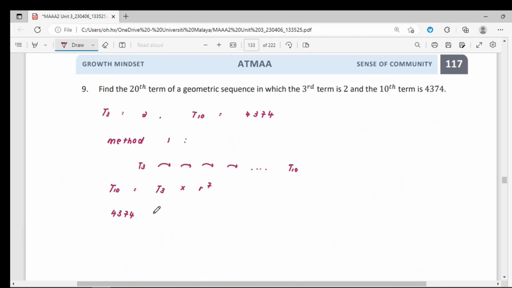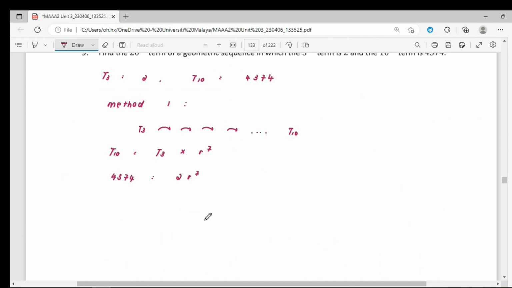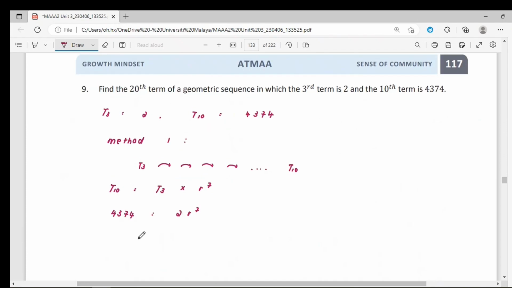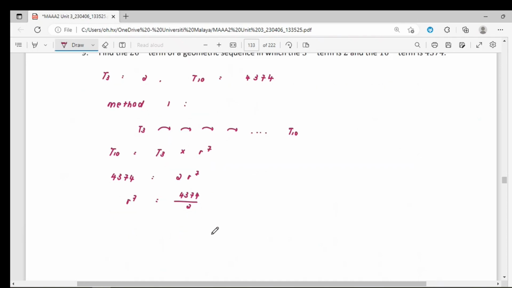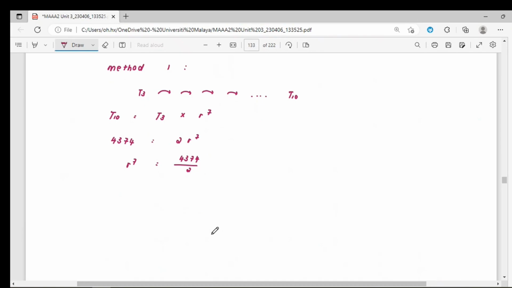It's actually 2 multiplied by R power 7. So we can move the 2 to the other side as well. So I have R power 7 equal to 4374 divided by 2. Just use your calculator, and from there you should be able to get R power 7 equals 2187.